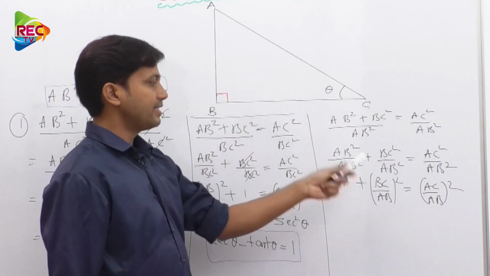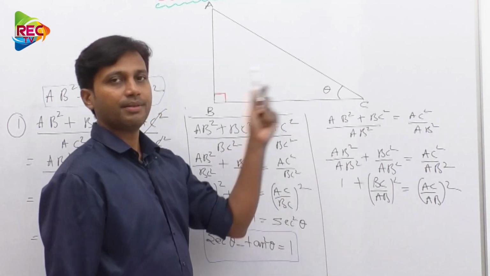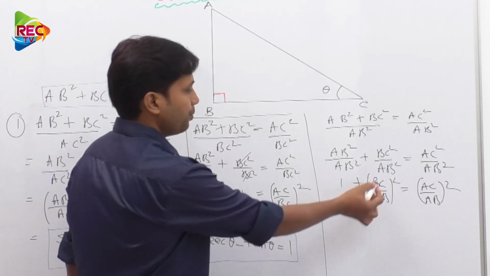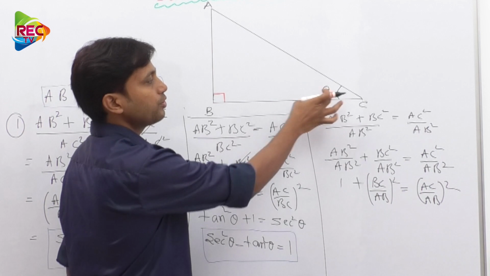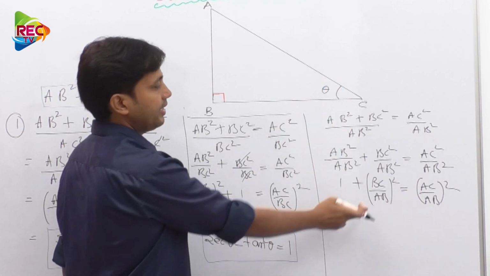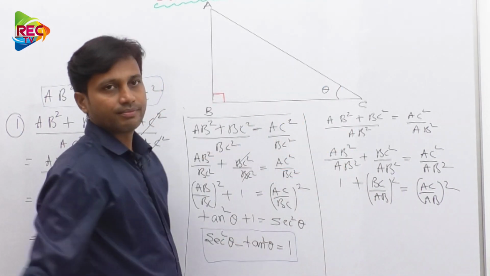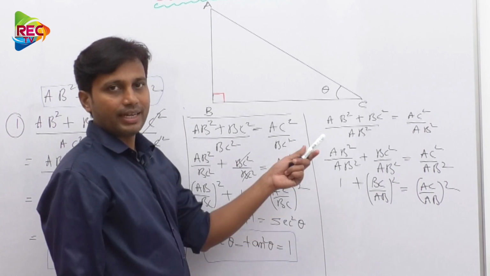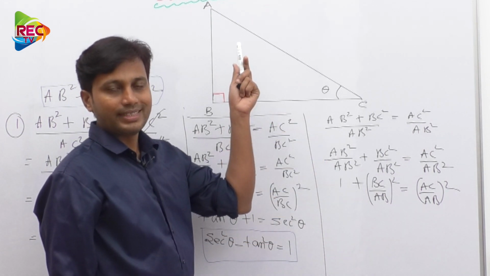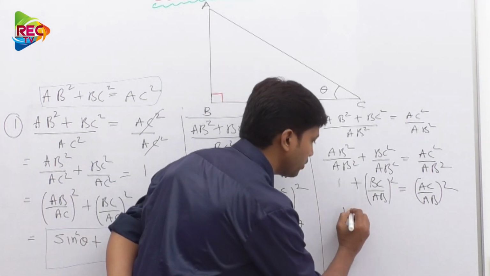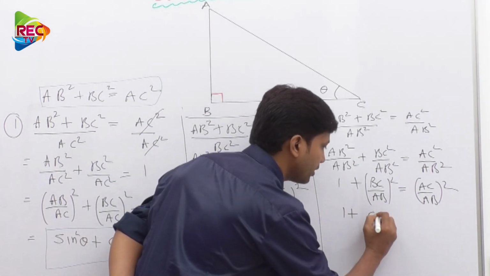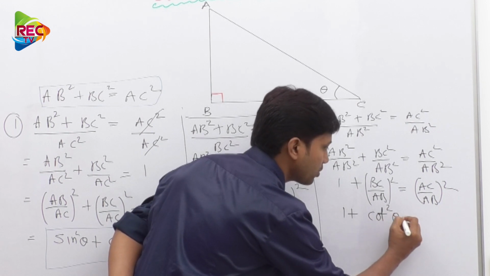Again considering these relations in this diagram, what do we get? See here, BC by AB. BC is again the adjacent side to this angle theta, and here AB is the opposite side. What is the relation between adjacent and opposite? That is the cot ratio or not? Exactly. So this is the cot ratio. So this can be written as cot theta whole square, that means cot square theta.